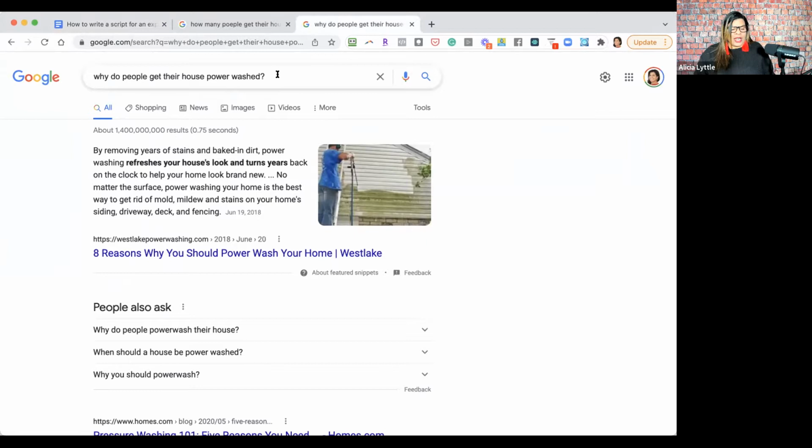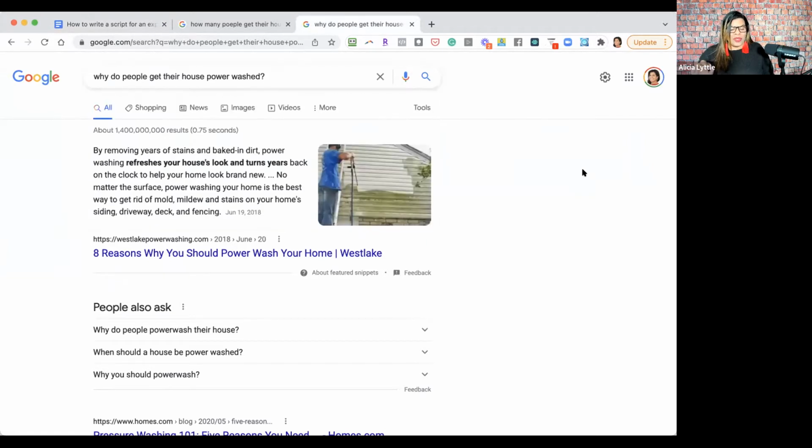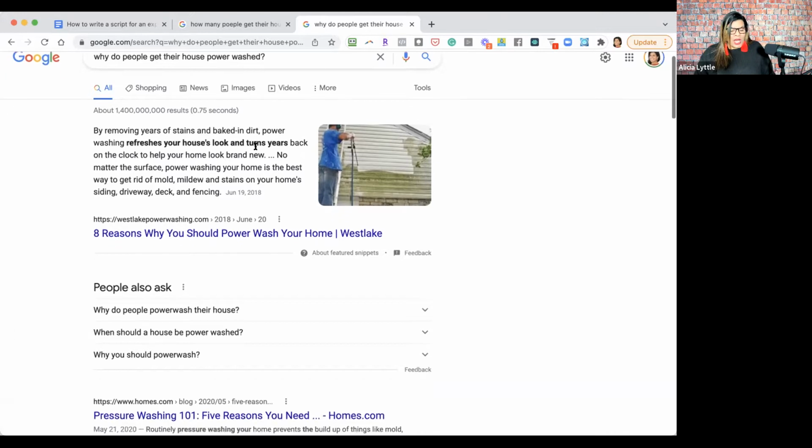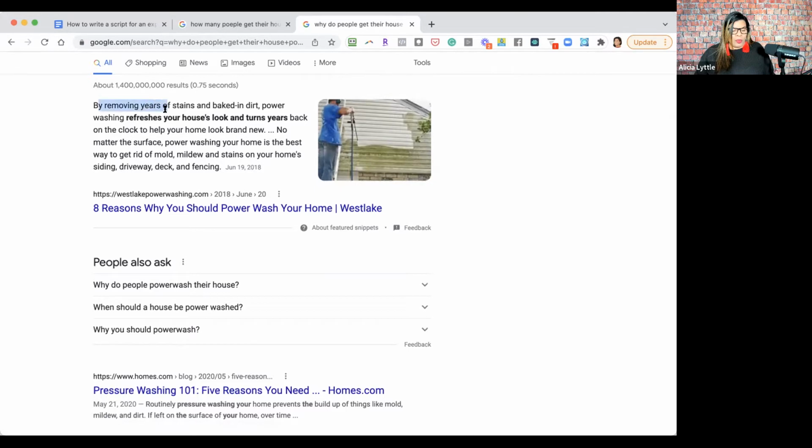So the first thing that I do is I do a search. Why do people get their house power washed? I want to answer that question. So why are people getting their house power washed? So the first thing that I see is an article, 8 reasons why you should power wash your home. Boom, right on point. By removing years of stains and baked in dirt, power washing refreshes your house's look and turns back years on the clock. So this is perfect.